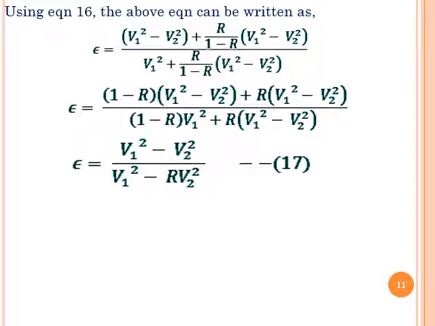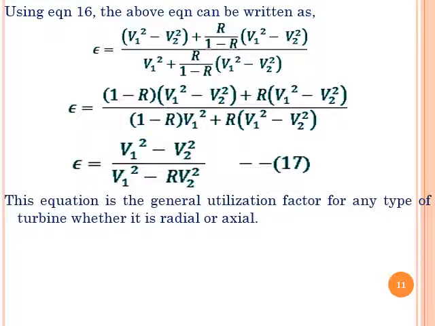Finally, you get the utilization factor equal to V1 square minus V2 square by V1 square minus R V2 square. That is expression number 17, the expression for the utilization factor. This equation is the generalized utilization factor for any type of turbine, whether radial or axial. And this is the method of getting the expression for degree of reaction and utilization factor for any type of turbine. Thank you.